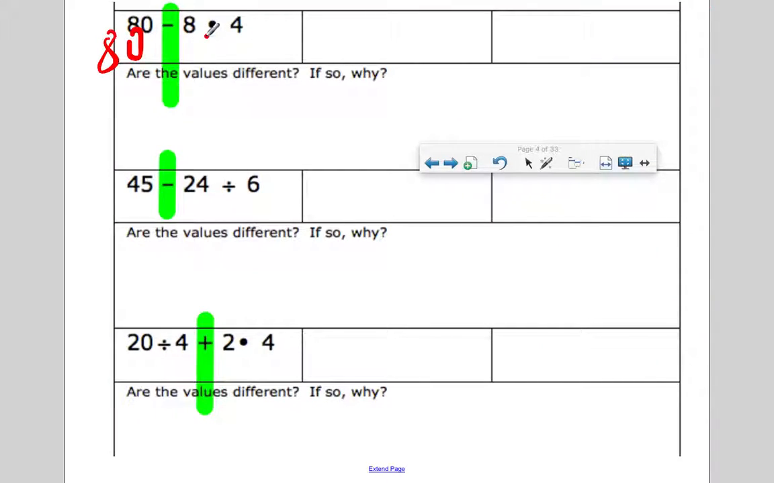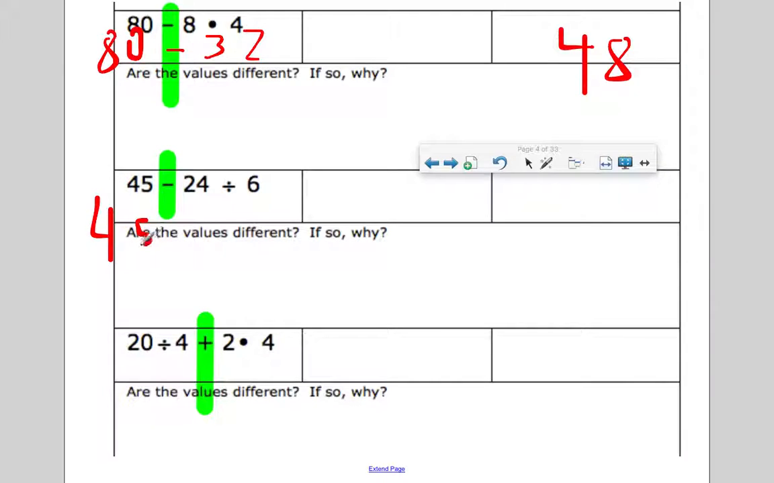Again, the left term is 80. The right term is 32. If you subtract 80 minus 32, you get 48. Graphing calculator wins again, because if you had used a simple calculator, they would have subtracted 80 minus 8, then times 4.